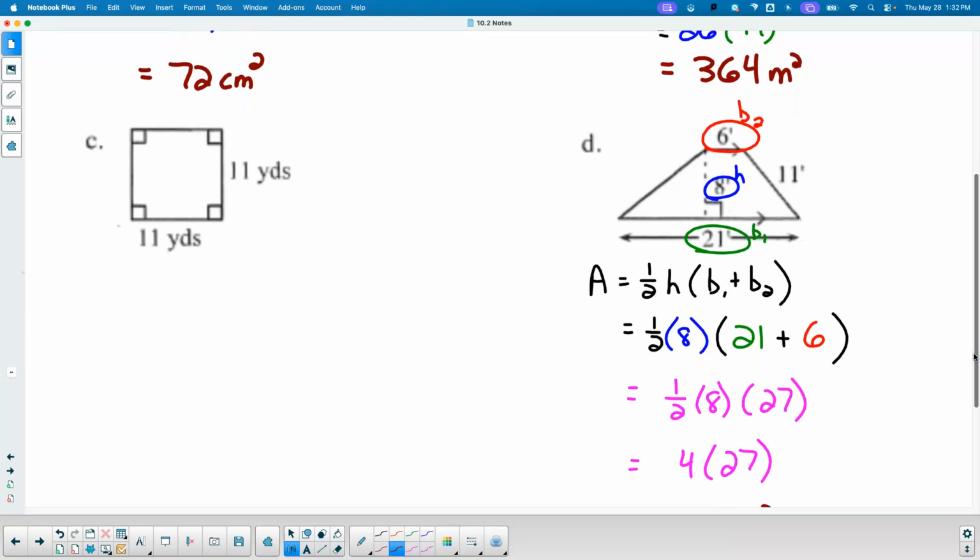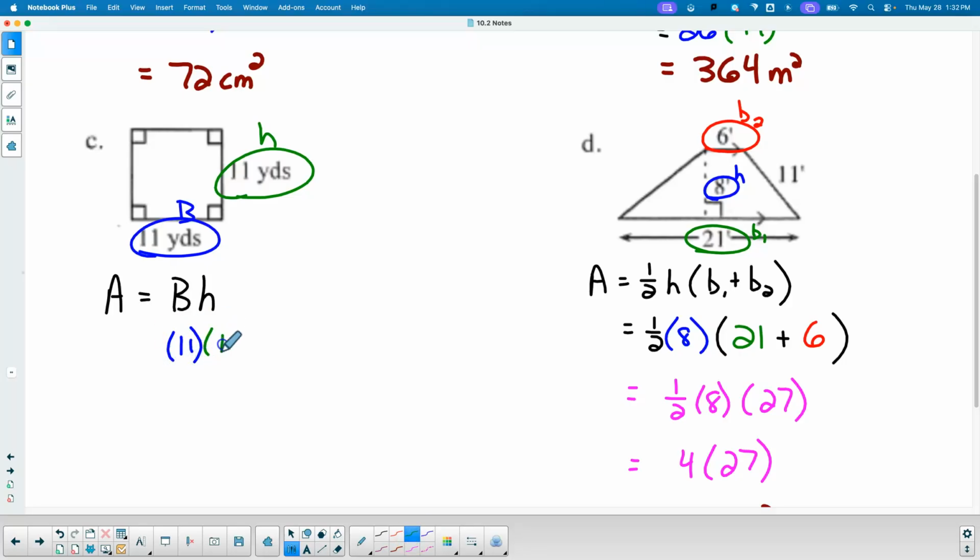Shape in C. It's a square. Formula for the area of a square: base times height, because it's a rectangle. What's my base? 11. What's my height? 11. Eleven times 11 is 121 square yards. Okay. Handle it.